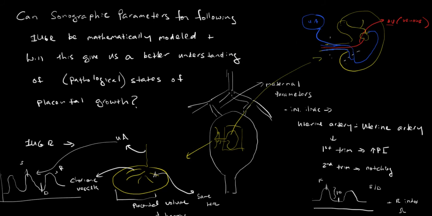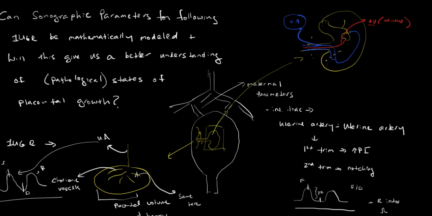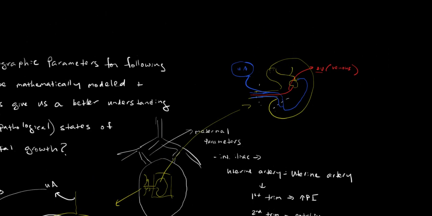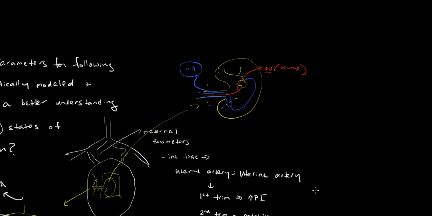Hello, this is David. Continuing on with parameters that are followed in pregnancy to monitor complications of pregnancy, such as intrauterine growth restriction. This is the second clip. In the first clip, we spoke about sonographic parameters of arterial flow within the maternal circulation and in the fetal circulation via the fetal umbilical artery.